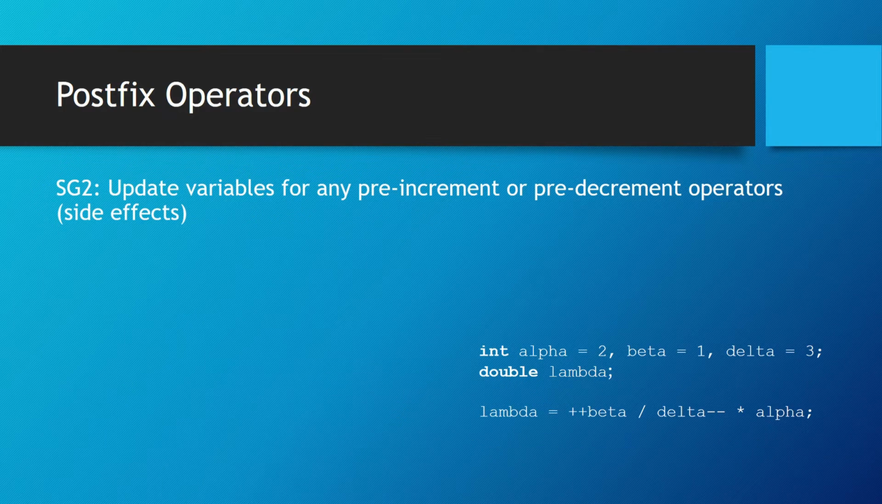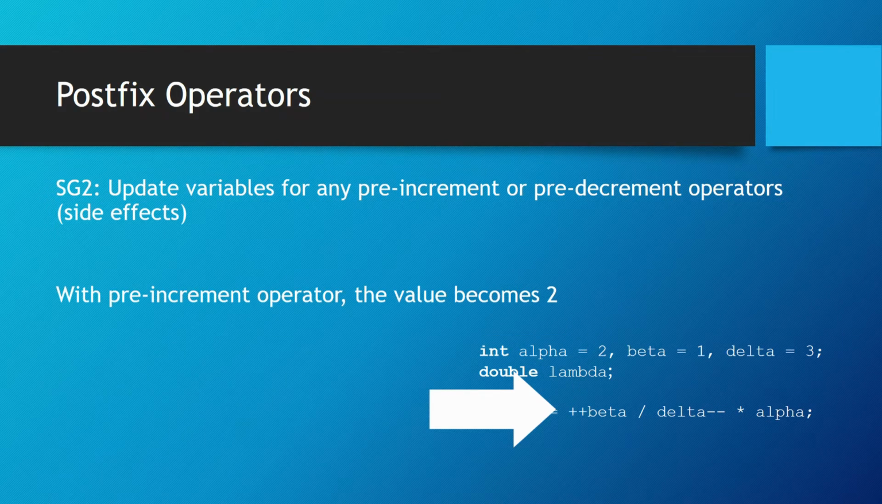For subgoal 2, we update variables for any pre-increment or pre-decrement operators, also known as side effects. Beta has a value of 1. With the pre-increment operator, the value becomes 2.